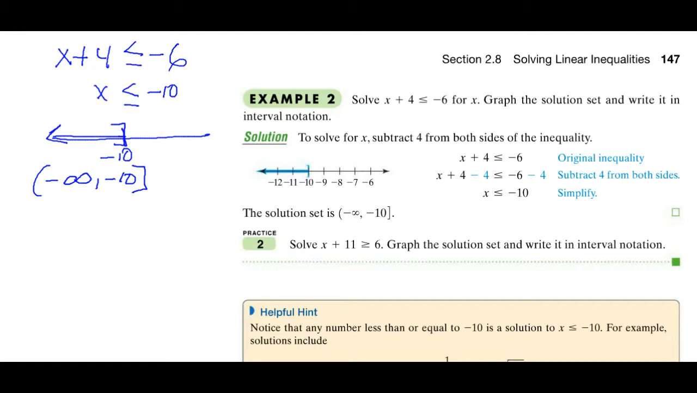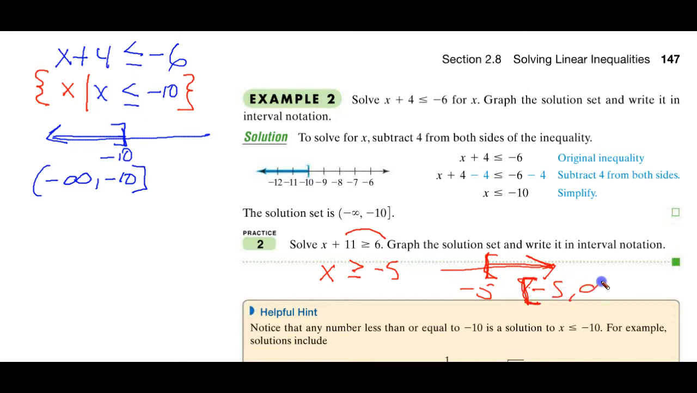Now, by the way, to modify this to set builder notation, all we would have to do is put a line, put another X, and then braces. Okay? So these are the things that often go together. For this one, you're just going to transpose that. So this is going to be X. This becomes a negative. So that would be X is greater than or equal to -5. And then the graph, -5 would be a bracket, and like so. Interval notation, a bracket, -5, comma, infinity. Set builder notation.